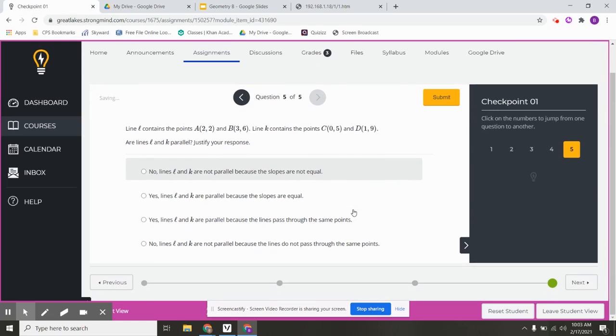And then right here, we have to calculate the slopes for both of those. And so I'm going to write those down again vertically. So line L, this is number 5. Line L, I'm going to write down A is 2, 2. B is 3, 6. And then line K is C at 0, 5, and D at 1, 9.